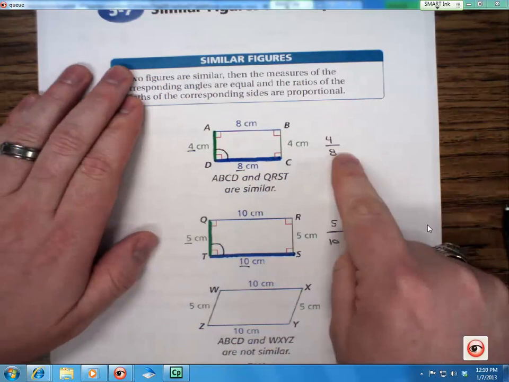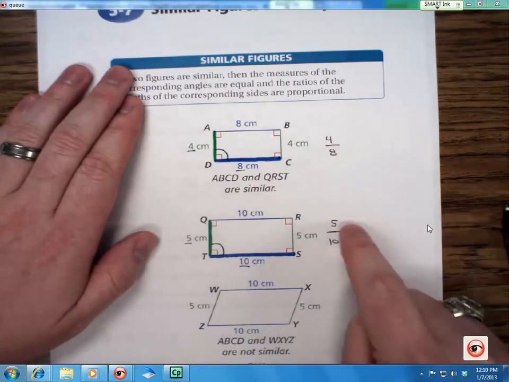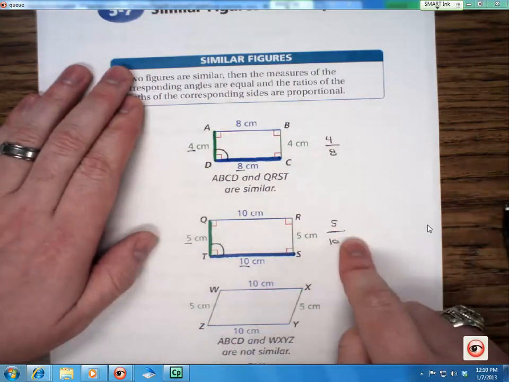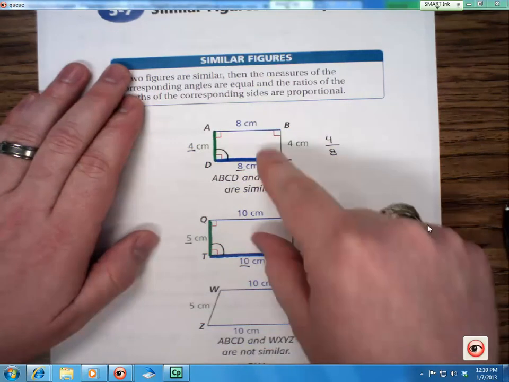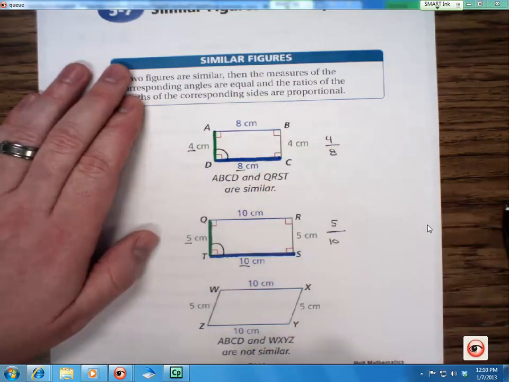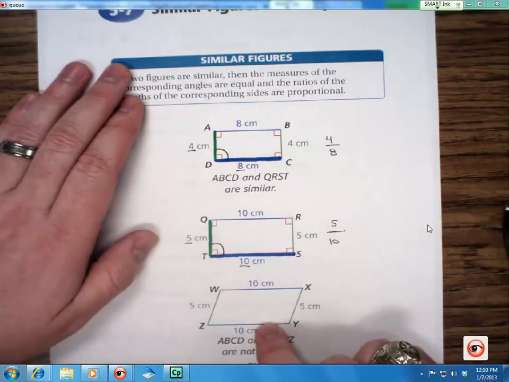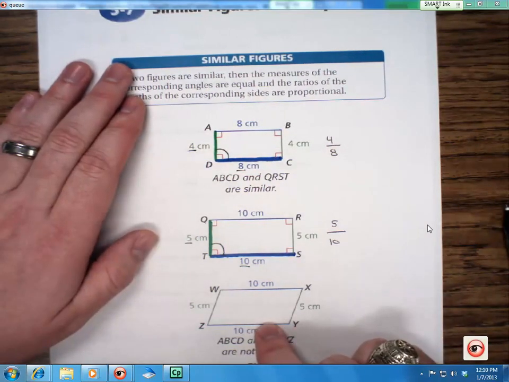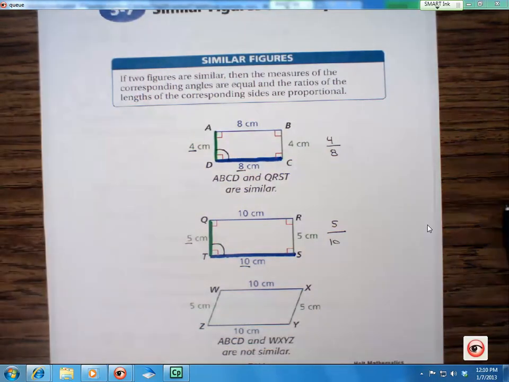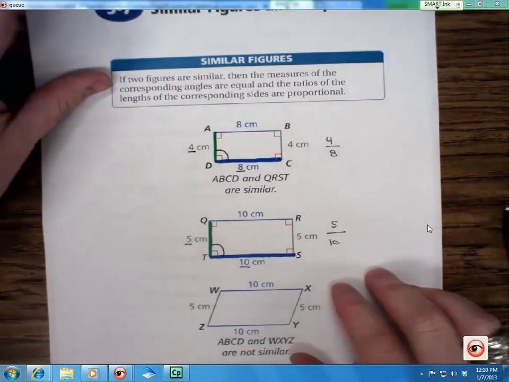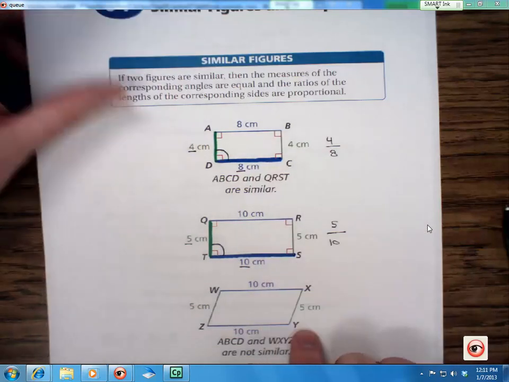Well, 4 over 8 is the same thing as a half. 5 over 10, again, that's the same thing as a half. So these two rectangles are similar. Now, obviously, this parallelogram down here on the bottom is not similar to these 2 because it's not even the same shape. But that's how we determine whether 2 shapes are similar.